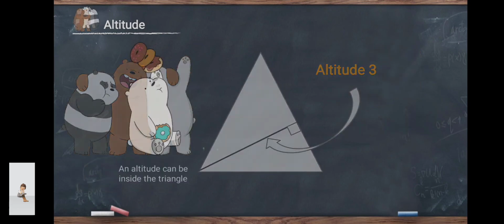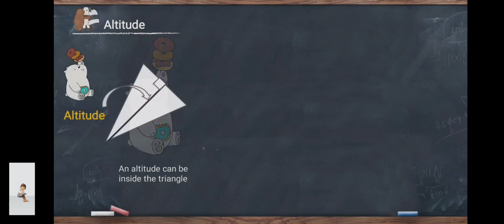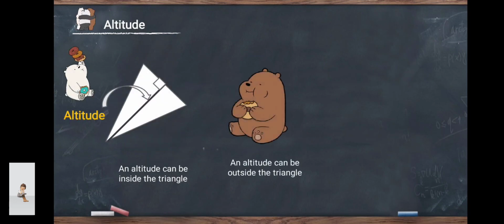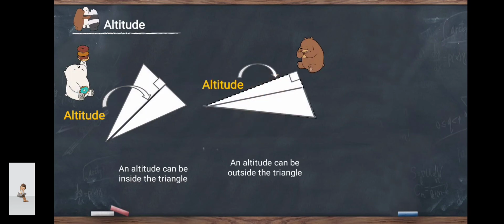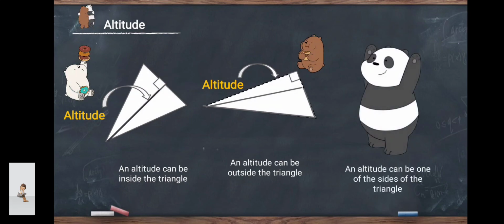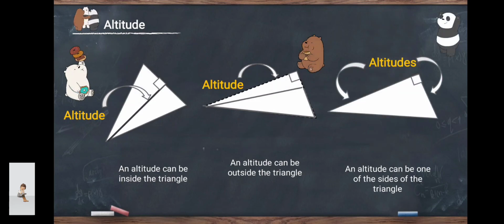An altitude can be inside the triangle. An altitude can be outside the triangle. As you remember our question in the first part of our lesson, we asked earlier, in a right triangle, where will the altitudes fall? Let's see. An altitude can be one of the sides of a triangle. In a right triangle, 2 altitudes are the sides of the triangle, and only one falls inside the triangle.